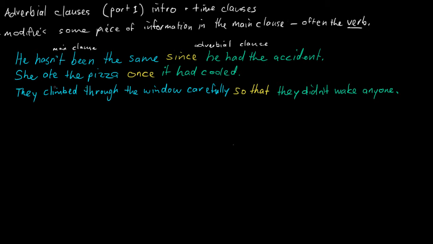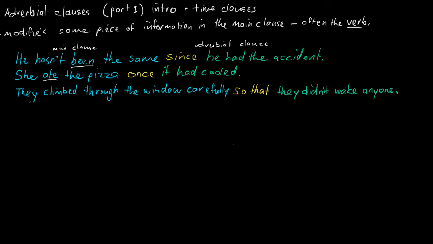Now, so he hasn't been the same since he had the accident. So he's currently not the same now, and the point at which he changed was when he had the accident, so since he had the accident. So we're actually modifying when his state of being changed. So we're modifying the verb with this one. She ate the pizza once it had cooled. So again, this is indicating time, or the point at which she ate the pizza. So again, we would be modifying the verb, when she ate it.